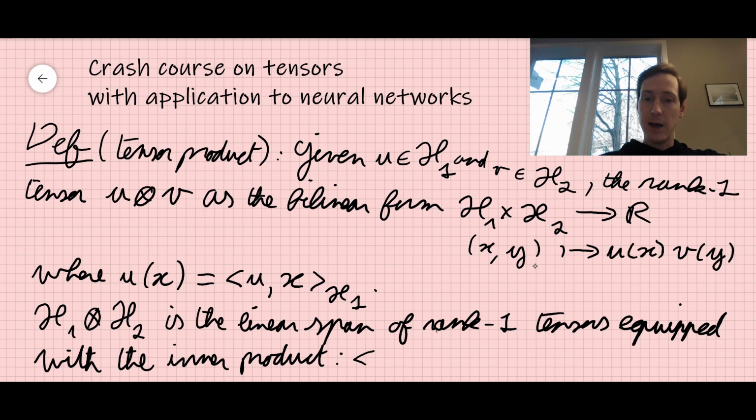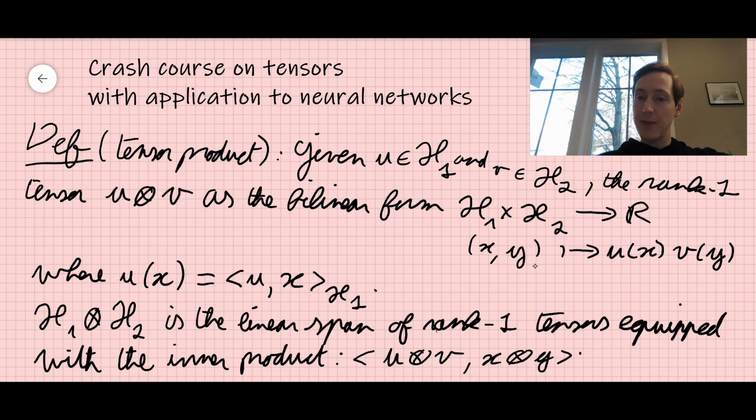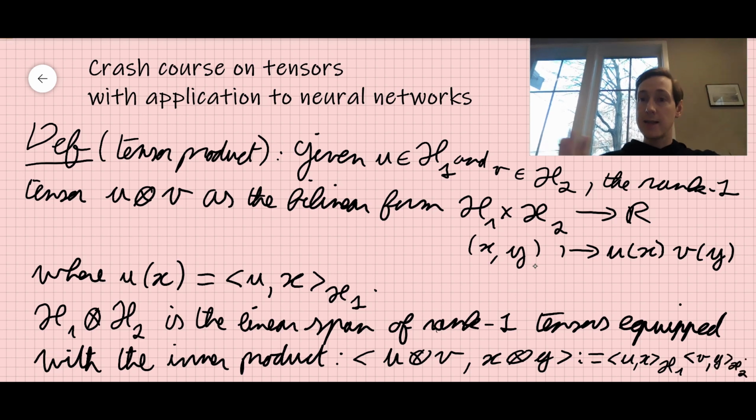So what is the inner product? So the inner product of U tensor V with, let's say, X tensor Y, then this is by definition the inner product of U with X in H1 times the inner product of V with Y in H2. That's it. This is how you define tensor products. Okay, you just combine them, like you combine the linear forms into bilinear forms by just multiplying each element. Okay, very, very simple object.